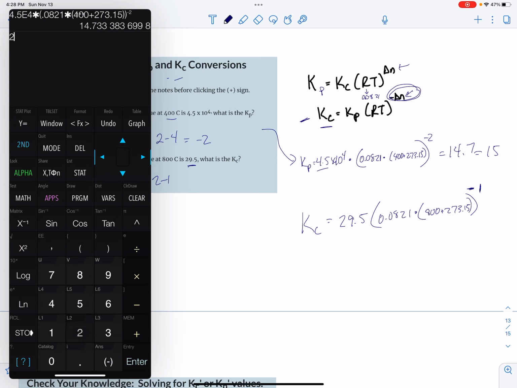Now the next one is 29.5 times parentheses 0.0821 times parentheses 800 plus 273.15, parentheses close, parentheses raised to the negative 1. And that gives me 0.335.